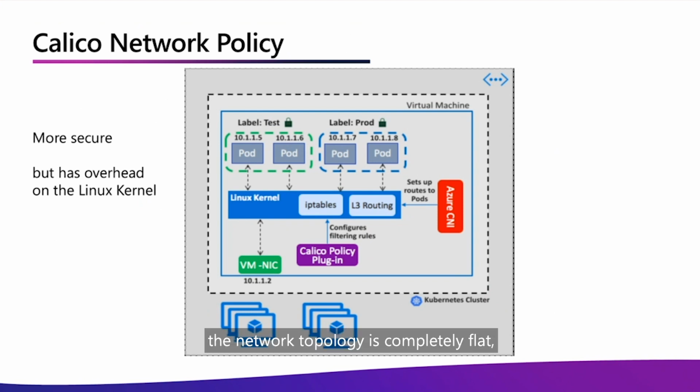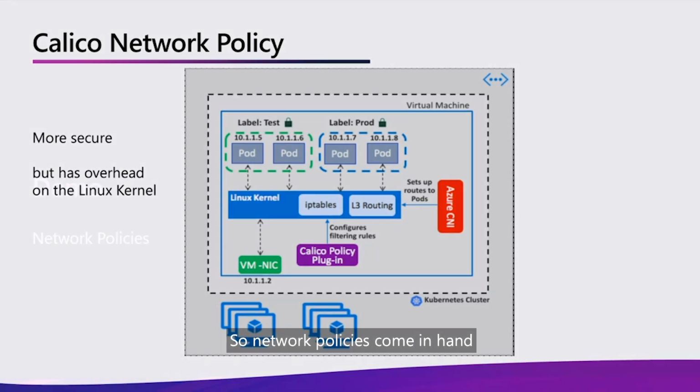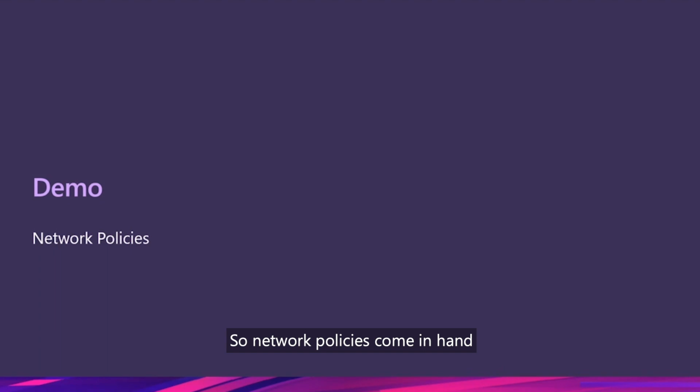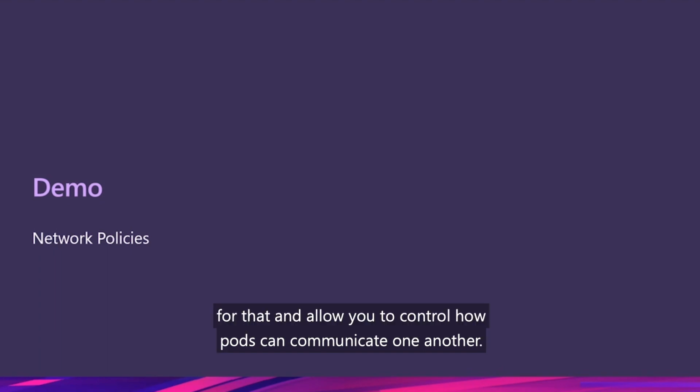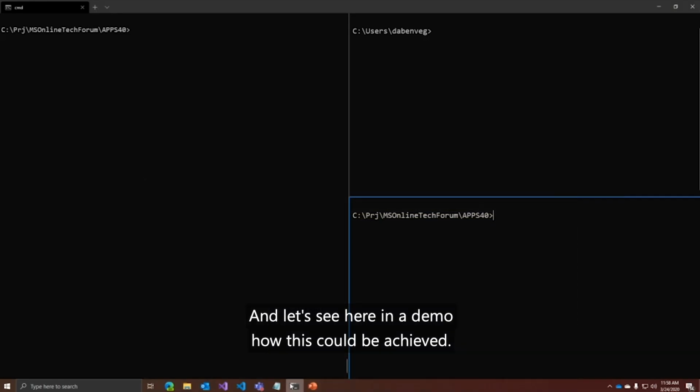Now, why are those policies important? Because for Kubernetes, the network topology is completely flat, which means that you're able to make any pod communicate with any other pod, even though they may be in different nodes, and even though they are in different namespaces. As long as they are in the same cluster, any pod can talk to any other pod. And for security reasons, this is maybe not what you want. So network policies come in handy and allow you to control how pods can communicate with one another. Let's see in the demo how this could be achieved.